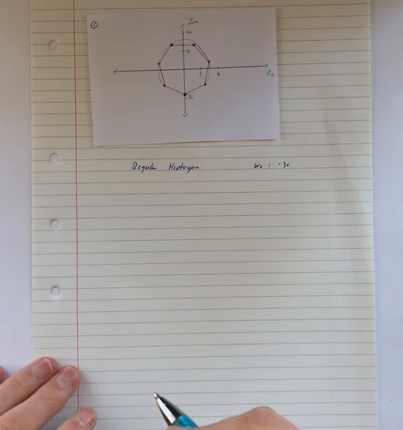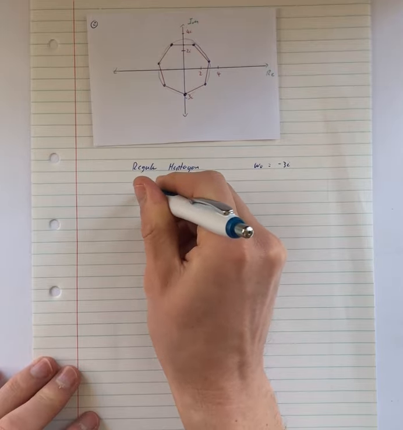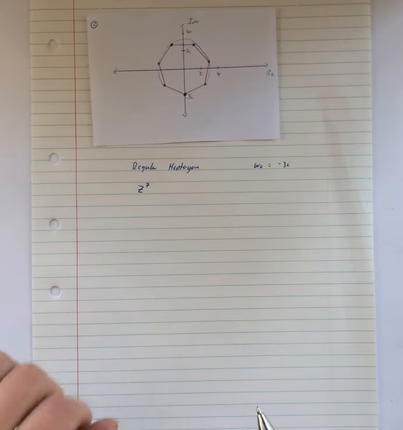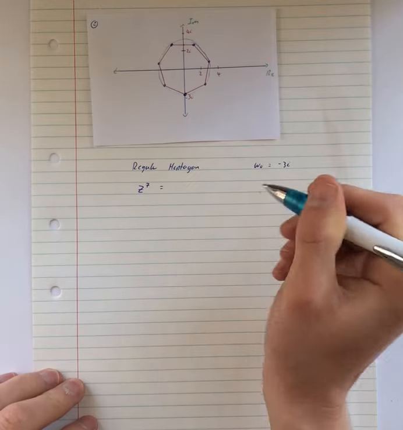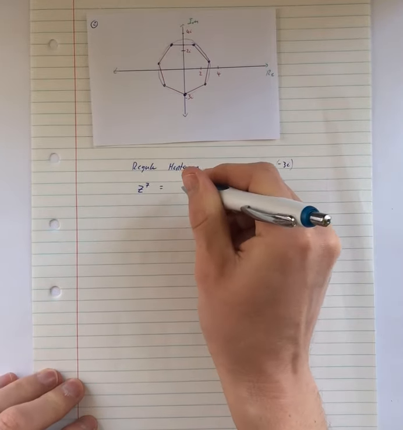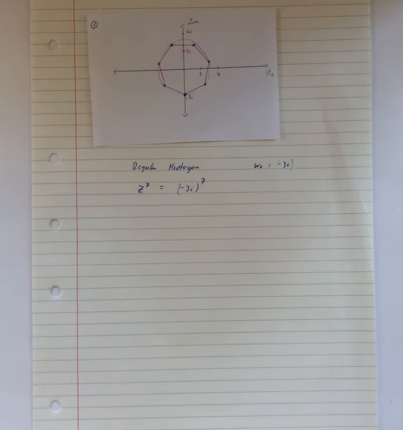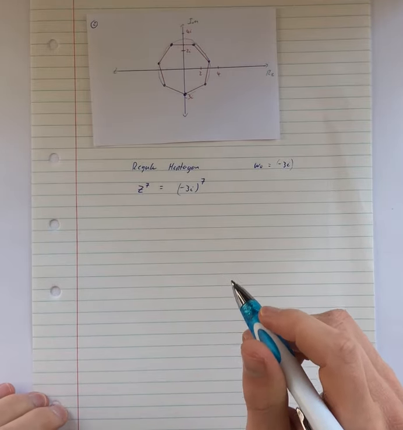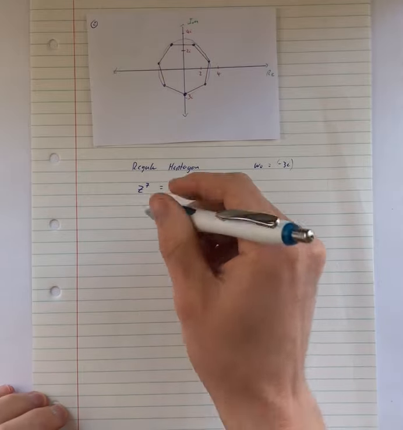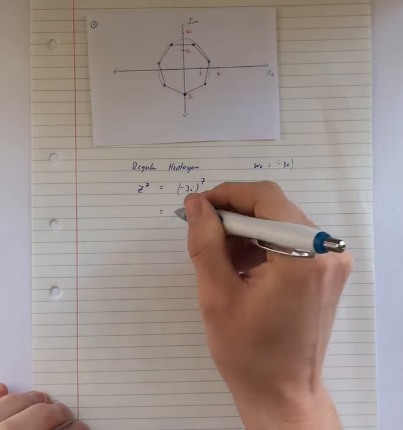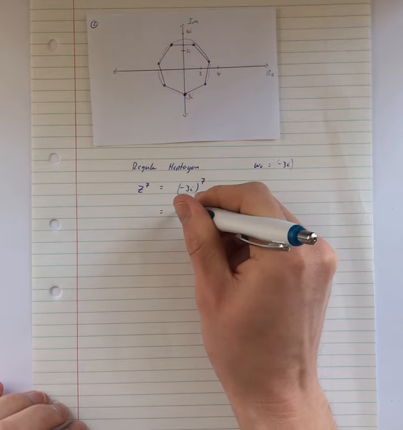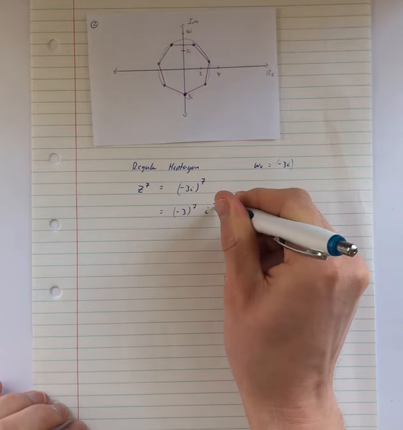Okay, so that means that z to the 7, so our complex number raised to the power of 7, is equal to this number here raised to the power of 7. Well, that's not very tidy, so we're going to tidy this up. My working is a wee bit long and complicated here, but basically you've got negative 3 to the 7, i to the 7.